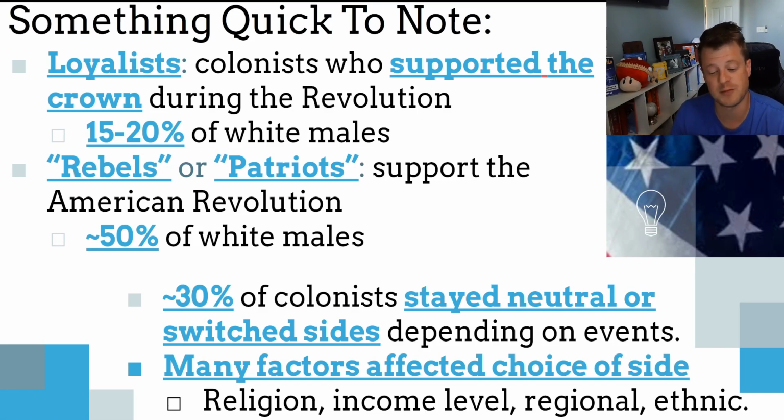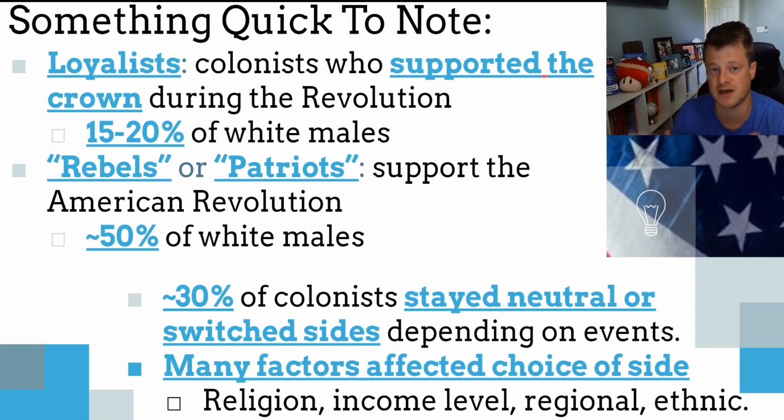And then about 30% of the colonists do what every single fan does during the Super Bowl, which is they don't say anything at all, or they switch sides depending on how things are going. Like everybody roots against Tom Brady when he would get to the Super Bowl, because you root for an underdog. They're bandwagoners, or they would switch to see which way the wind is blowing.